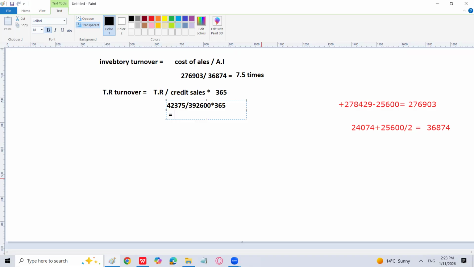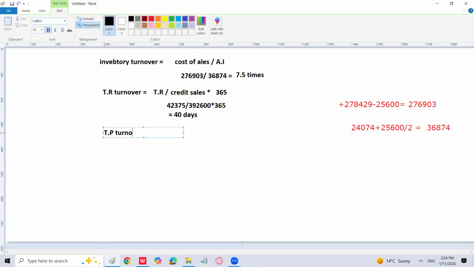The answer will come in days. So the answer is 39.3. So we'll write 40 days because we have to convert it to the nearest next whole number. 40 days, that is, it takes us 40 days to collect the amount from our trade receivables.